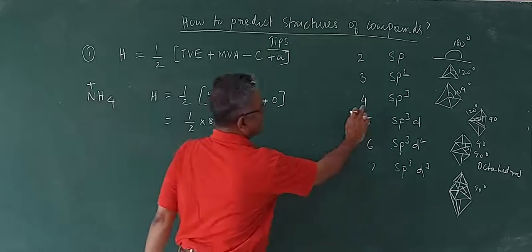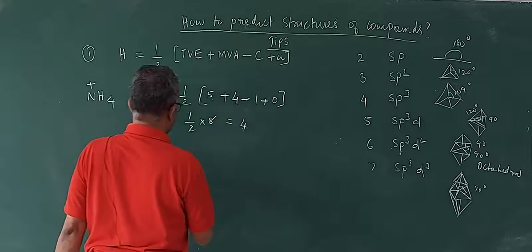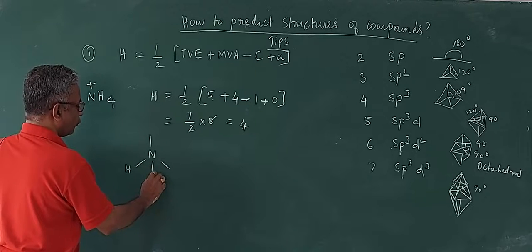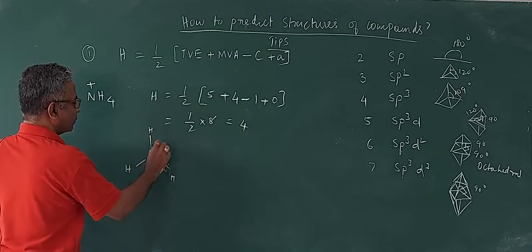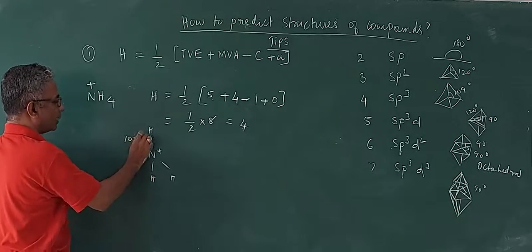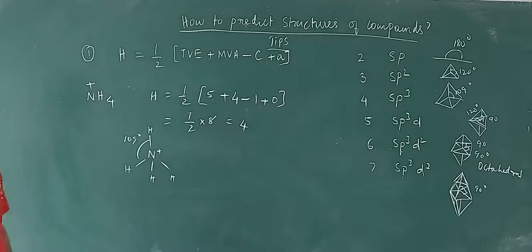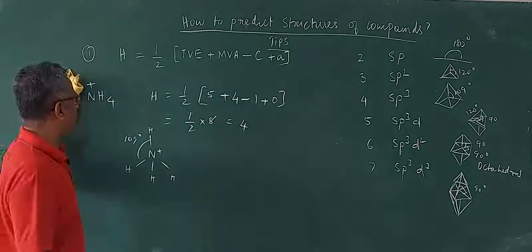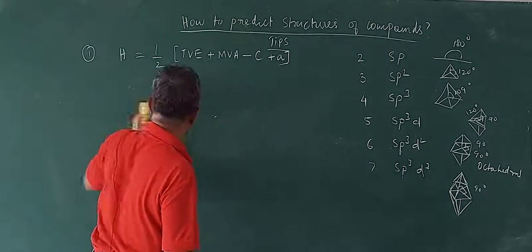So 4 means what? sp3. sp3 is tetrahedral. So nitrogen, 1, 2, 3, 4. So you have 4 hydrogens like this with a positive charge on the nitrogen, and therefore the angle will be 109 degrees 24 minutes if you want. So this is how you find out the shape of a molecule or ion using this.